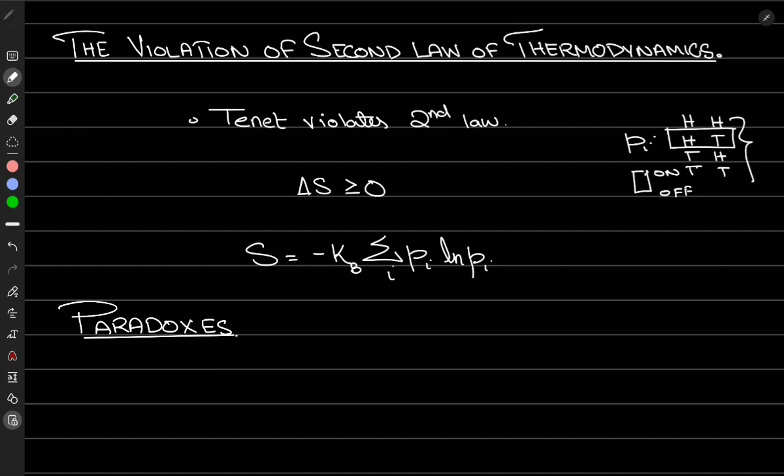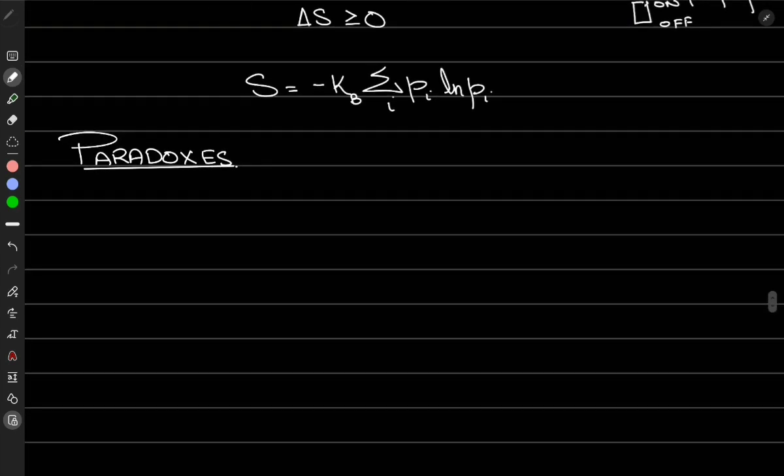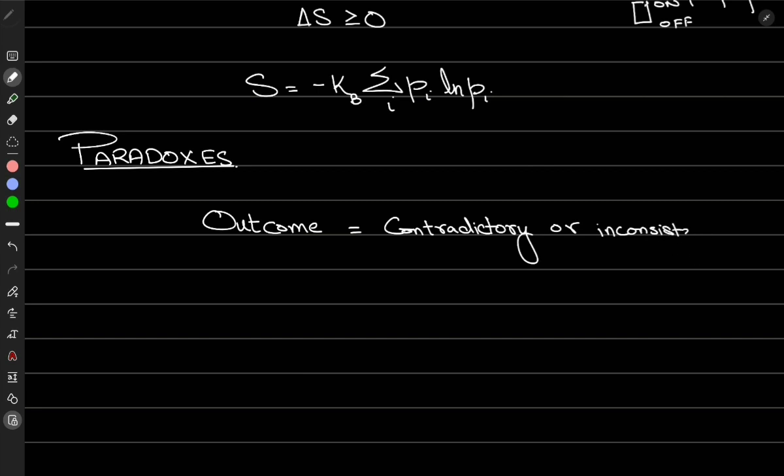Now, you can write, it's not really a mathematical expression for a paradox, but you can say for a paradox, the outcome is contradictory or inconsistent. Right. So in the case of time travel, paradoxes can arise when events that have already happened are changed, or when events in the future affect the past.